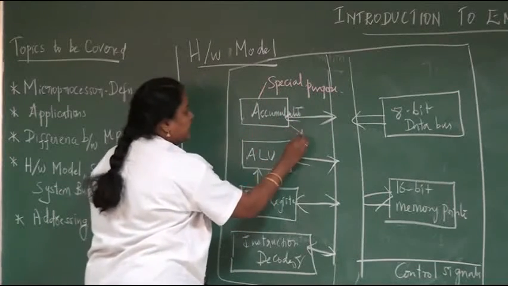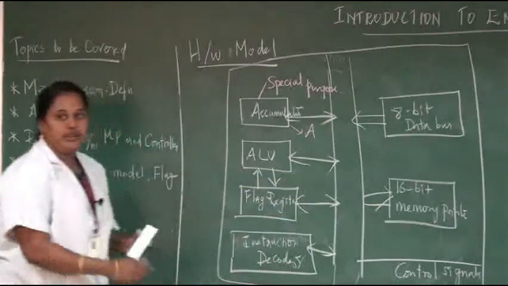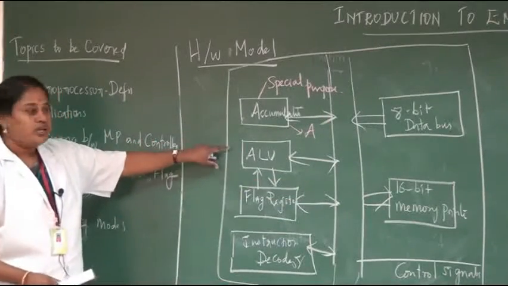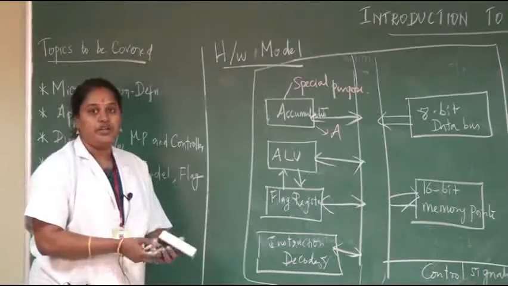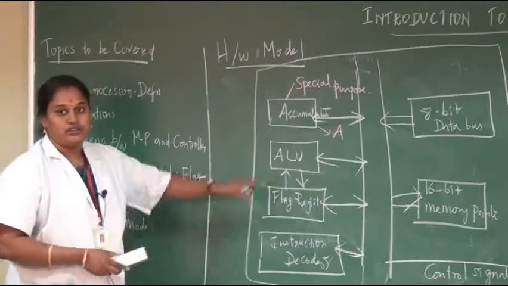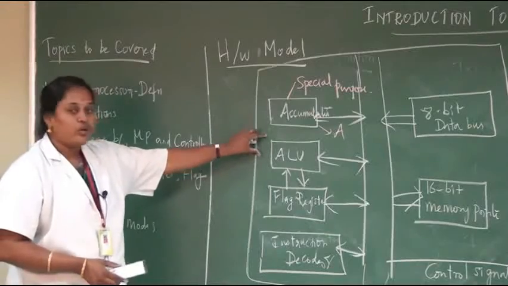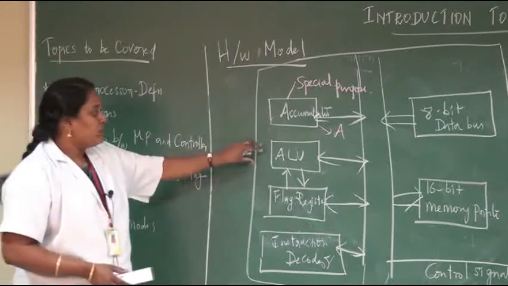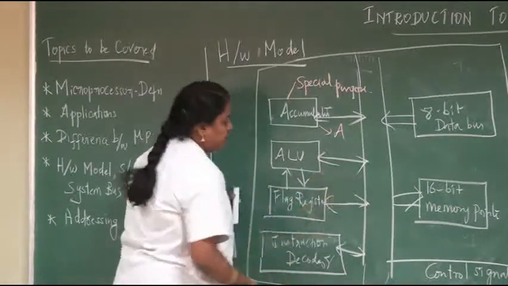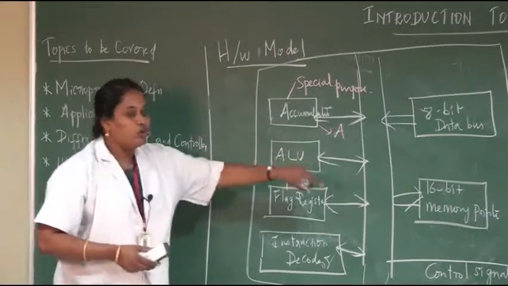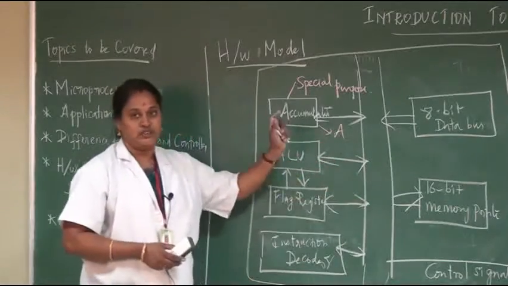Which is referred by the letter capital A. And the next is ALU. ALU stands for Arithmetic Logic Unit, which is the heart of the processor. And what is special about ALU? This is the core unit of the processor, which is going to receive the instructions from memory, process it, and send the output to the output devices using the system bus.